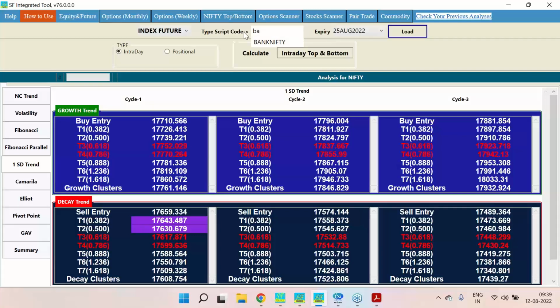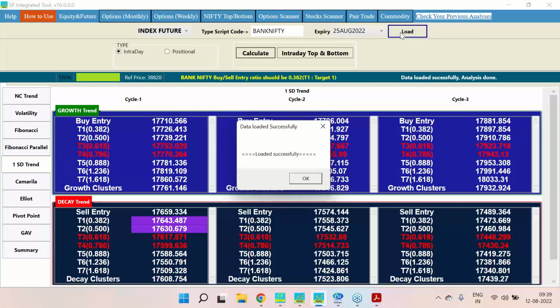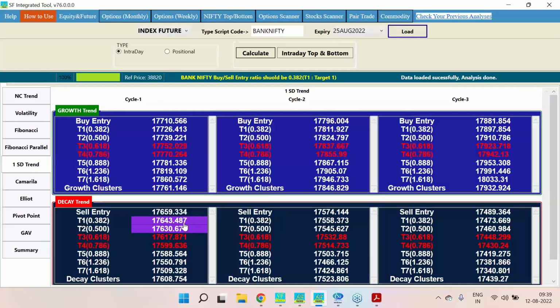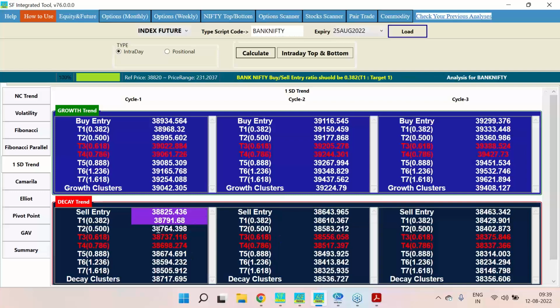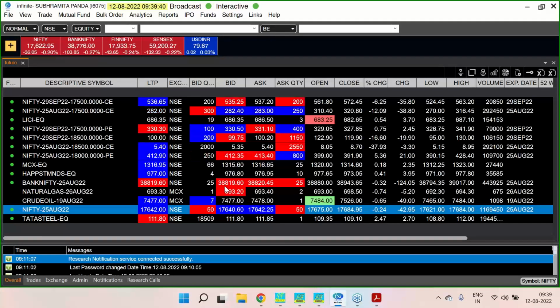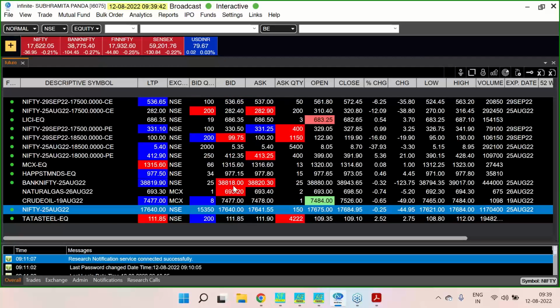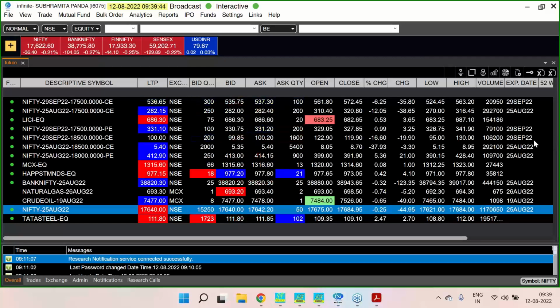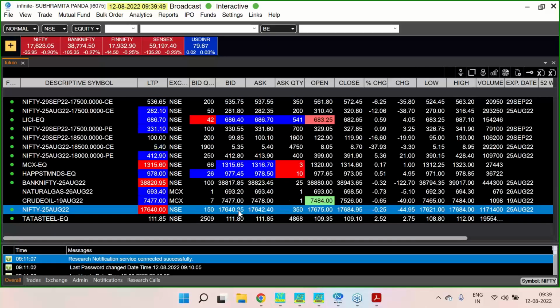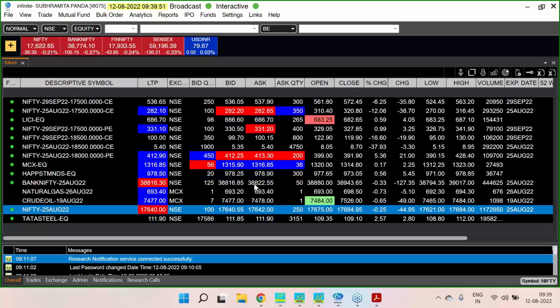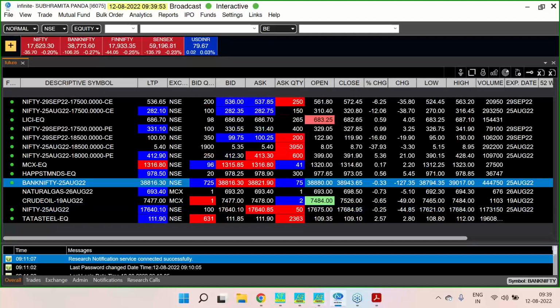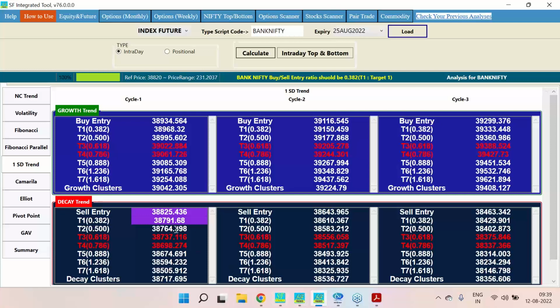Now I am going to the Bank Nifty. Here I am loading the data. Intraday levels we can see. We have sold Nifty, and Bank Nifty is also in the selling target. Here Bank Nifty level 38,819 is there. So it is suggesting us to sell here.